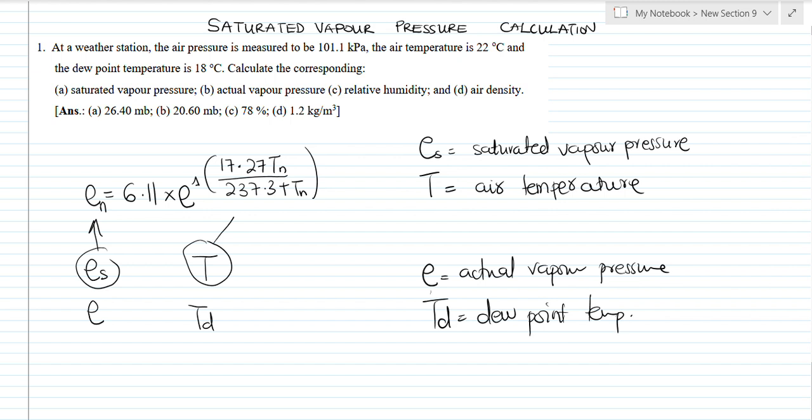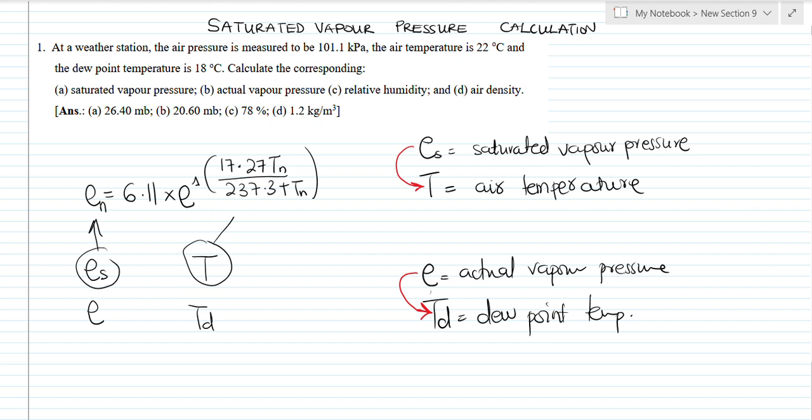Now, when the temperature is at dew point, we get saturated vapor pressure. When the temperature is at air temperature, we get actual vapor pressure. But the relation doesn't relate them that way. The relation that we use to find these parameters relates the saturated to the normal air temperature, and it relates the unsaturated to the dew point temperature, although the dew point temperature will give us the saturated. So you need to know the difference.